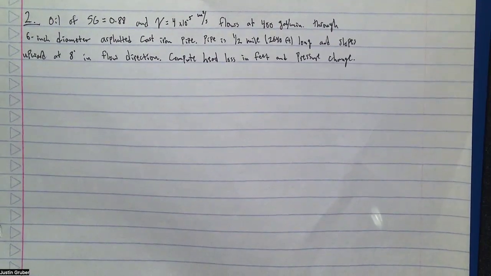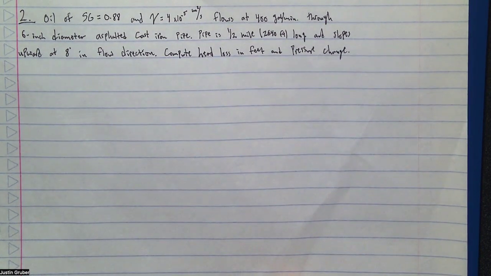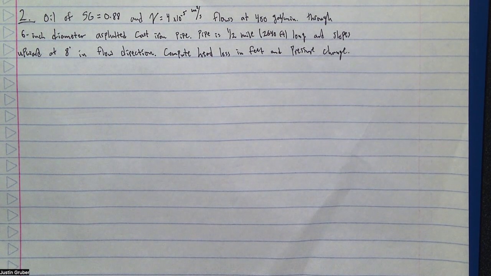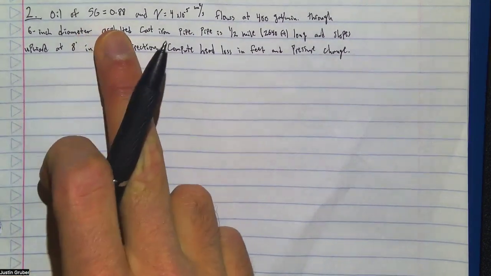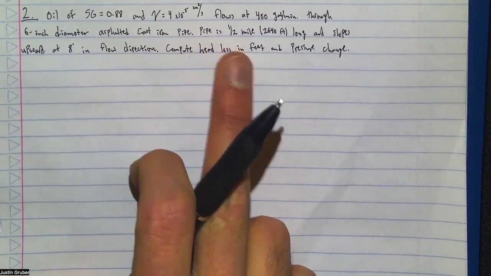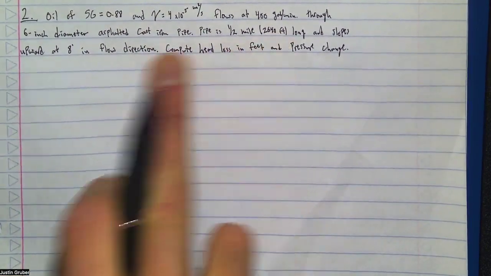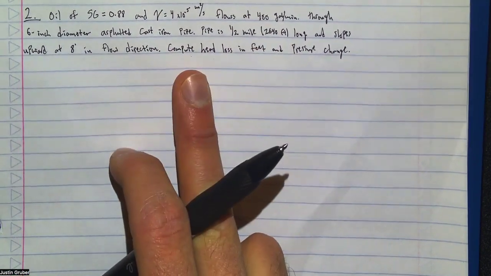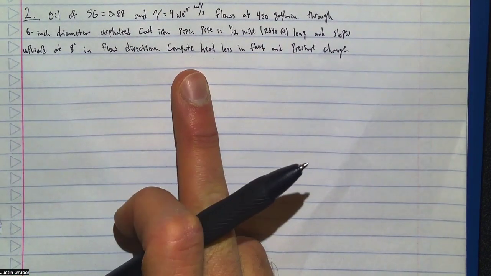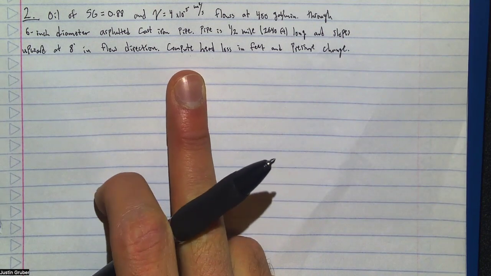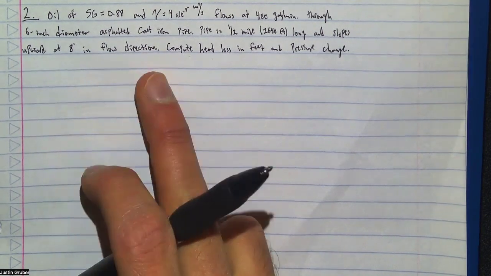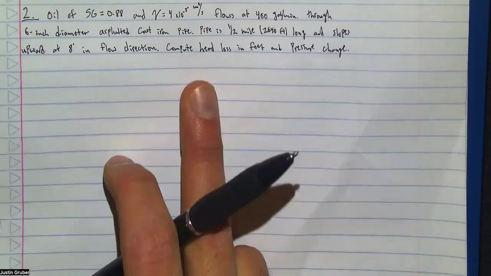The only bad part about problem two is there's a lot of mixed units, so I'm going to do a lot of unit conversion straight from the jump. I'll also redraw this. The problem doesn't have a drawing for it, but I'll draw it. We've got oil of specific gravity 0.88 and a given kinematic viscosity that flows at 400 gallons per minute through a 6-inch diameter asphalt cast iron pipe. The pipe is half a mile long and slopes upward at 8 degrees in the flow direction. Compute head loss in feet and pressure change.